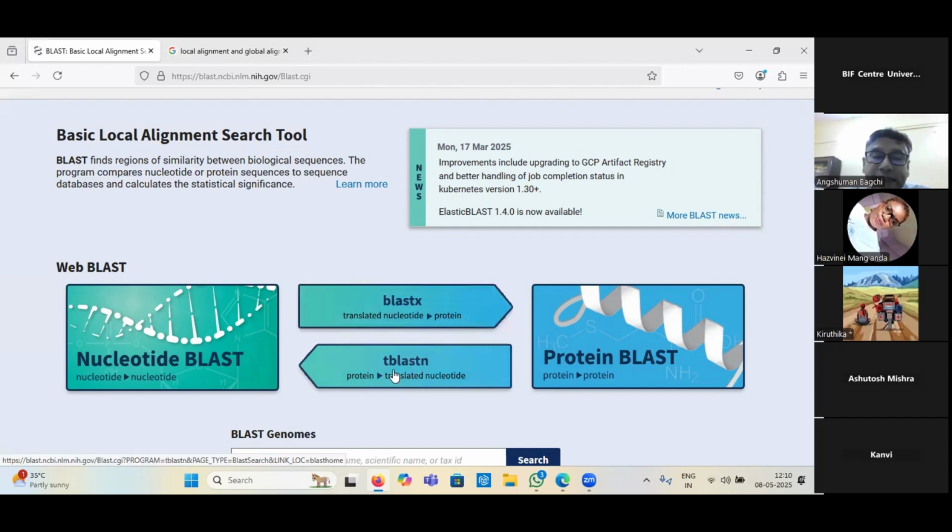And there is TBLASTN, which is the other way around. You have the protein sequence, and the protein is back translated to the nucleotide. Then you do the nucleotide BLAST using the translated nucleotide as the query. Everybody got my point?